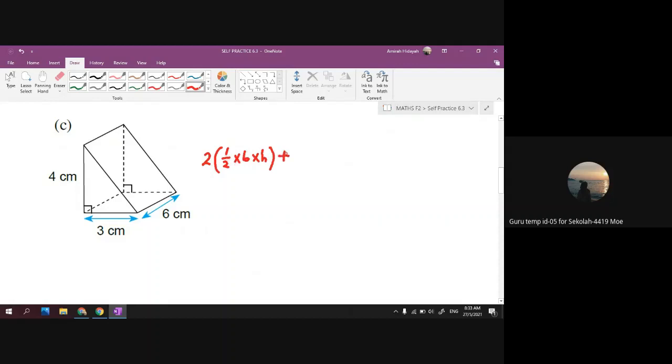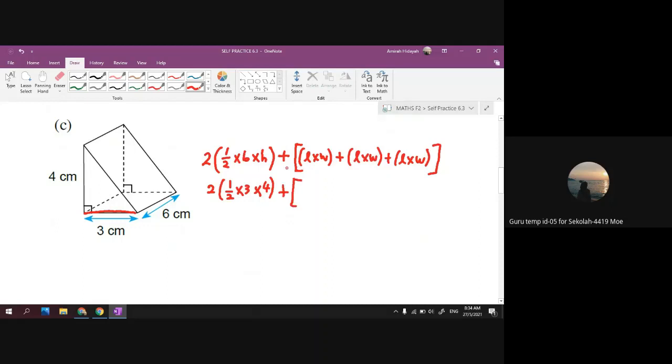Then plus, you have 3 surfaces of rectangle. So length times width plus length times width plus length times width. Since ada 3 rectangle kan, so tulis macam ni untuk lagi jelas. Alright. So 1/2 times base untuk triangle ni adalah yang ni lah kan, base dia. So 3 times height dia adalah 4. Okay, already given.